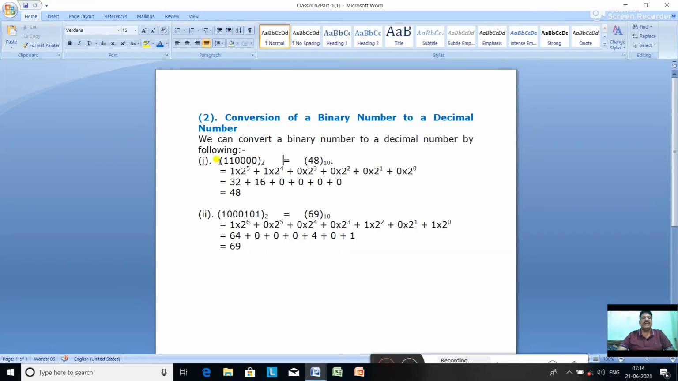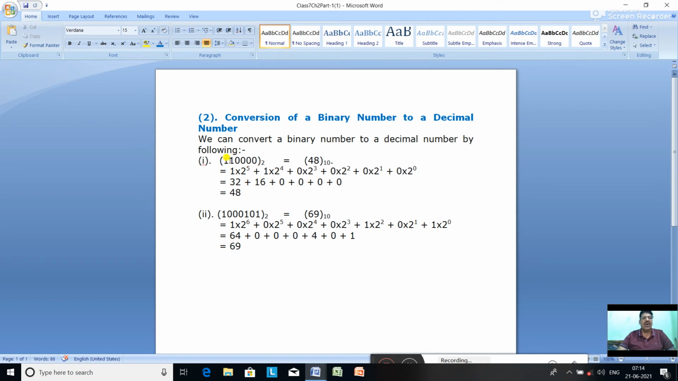Now let us do the vice versa. Let us convert this binary number to a decimal number. Now to convert a binary number into a decimal number, we have different methods. Suppose we want to convert 1, 1, 0, 0, 0, 0, a binary number, into decimal. So you take the first digit. What is the first digit? 1. After this 1, you count how many digits are left. 1, 2, 3, 4, 5. So you put power 5. 1 into 2 power 5.